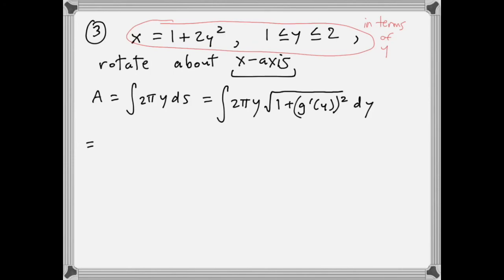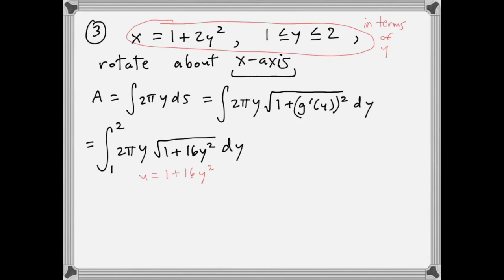So this is going to equal, the integral is going from 1 to 2, and I have 2 pi y, and then the square root of 1 plus 16y squared dy. This integral is extremely similar to the one we did in the last example, right? So u is equal to 1 plus 16y squared, or du is equal to 32y dy, or 1 over 32 du is equal to y dy.